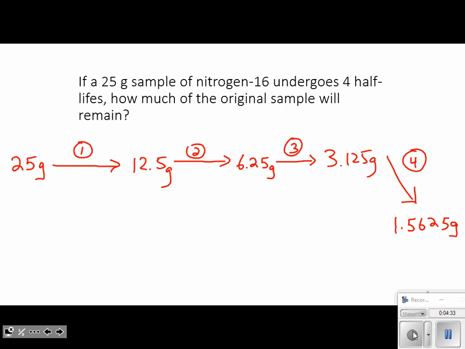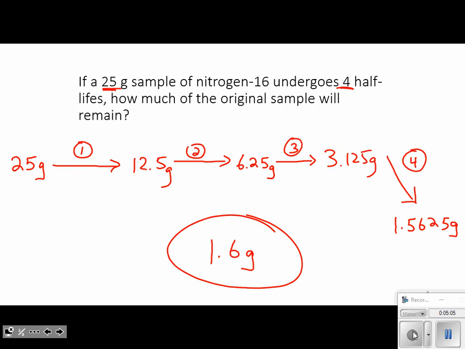So if I were doing this and I'm looking and I say, okay, here's 25. This 4 is an actual number. I'm not going to count that. So I'm going to have 25, meaning 2 sig figs. So my answer is going to be 1.6 grams of the original sample will be remaining after I've undergone 4 half-lives.